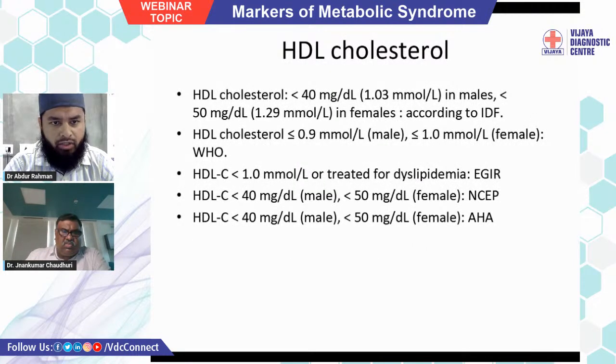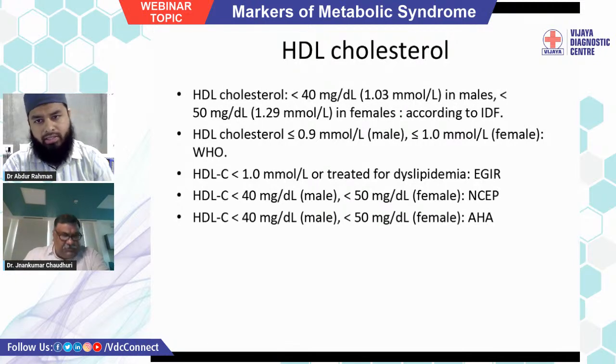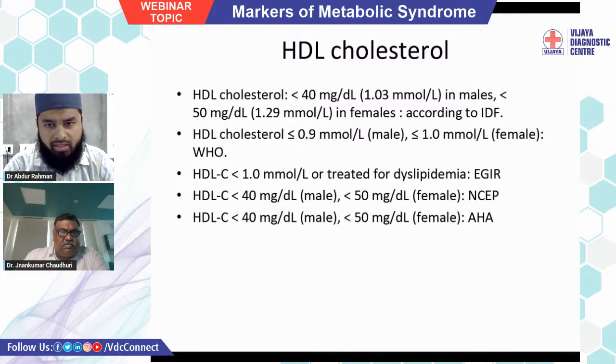Then HDL cholesterol should always be more than 40. If it is less than 40 in males, and 50 in females, then definitely we should suspect metabolic syndrome. The majority, like EGIR, NCEP, and AHA, have given in the recent guidelines that once HDL cholesterol is less than 40 mg in males and 50 in females, it should be considered for metabolic syndrome.